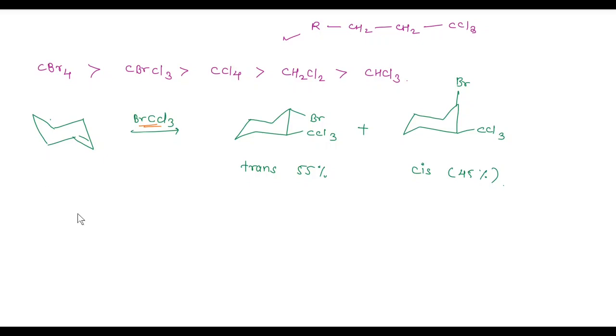The intermediate forming during the course of the reaction, that is 2-trichloromethyl cyclohexyl radical, presumably relaxes to the equatorial conformation faster than the bromine atom abstraction occurs, and there is little preference for axial or equatorial approach.